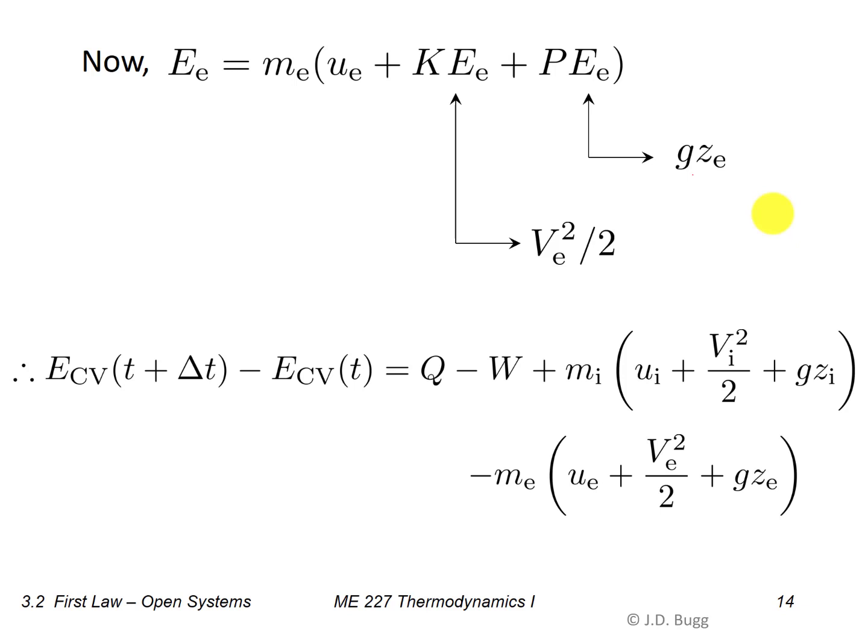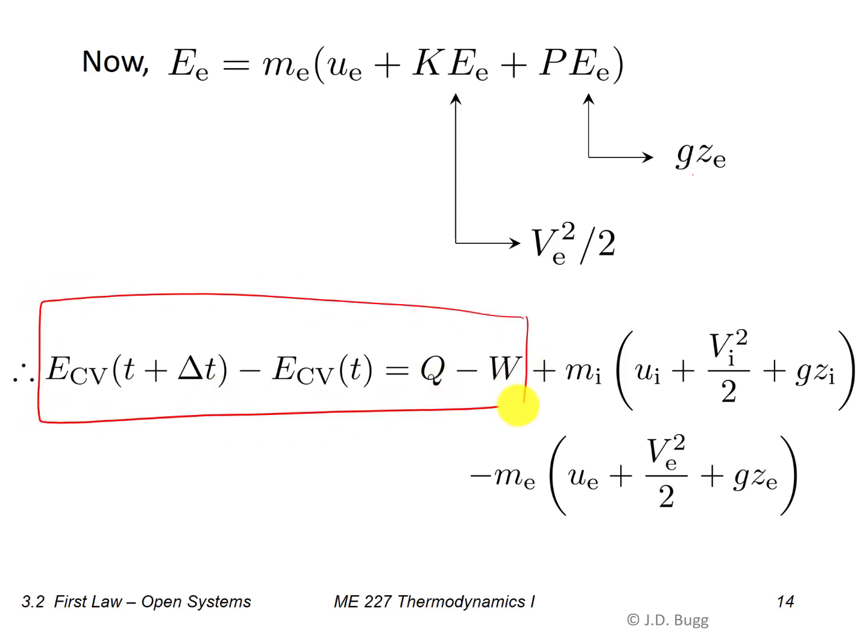So here we have our change in energy of the control volume being equal to Q minus W. This is the heat transfer that occurs in this time delta T, and the W is the work transfer with the surroundings that occurs in this time delta T. And if we were to just stop there, if we were to just look at this portion of this equation, that's essentially first law for a closed system. Q minus W is the change in total energy.